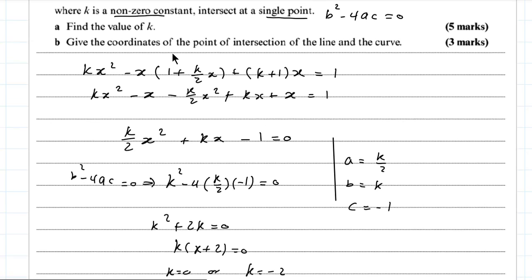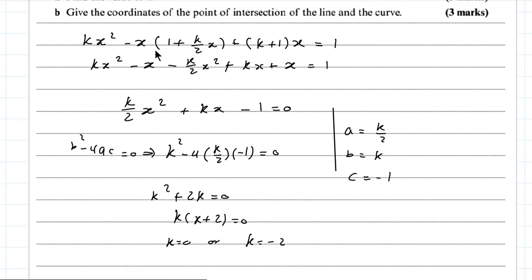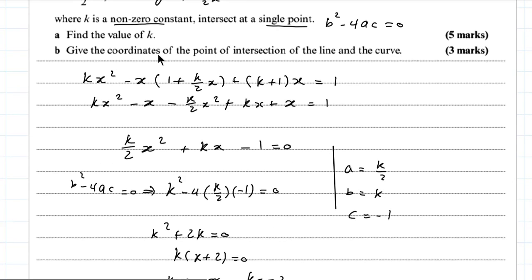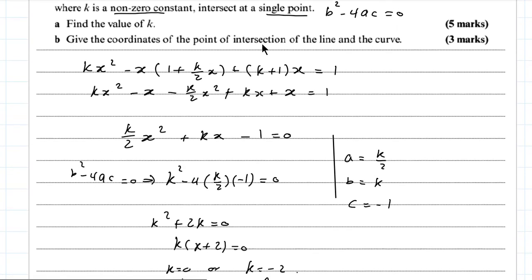And the question said k is non-zero, right? So this will be rejected and this will be accepted, and this is the solution. k is -2. For the second item here, give the coordinates of the point of intersection.